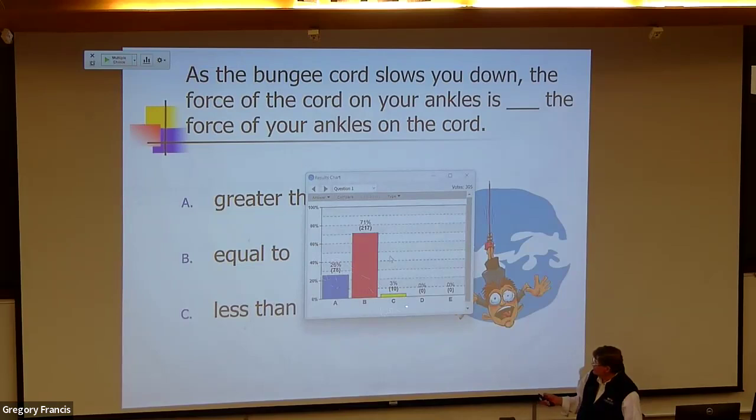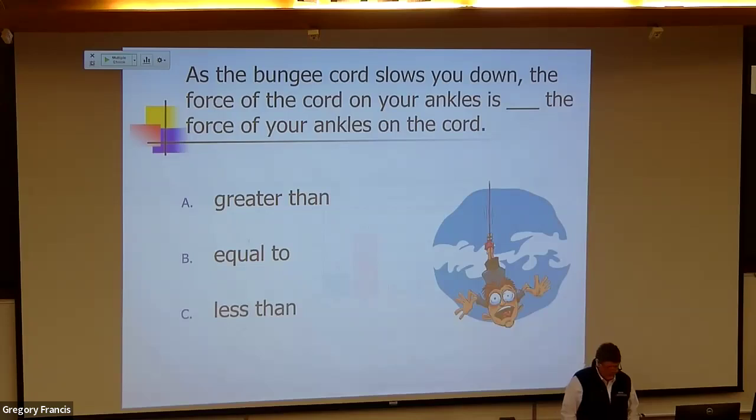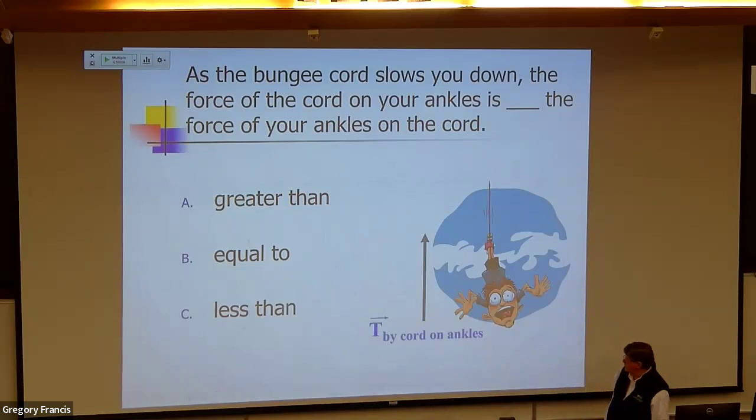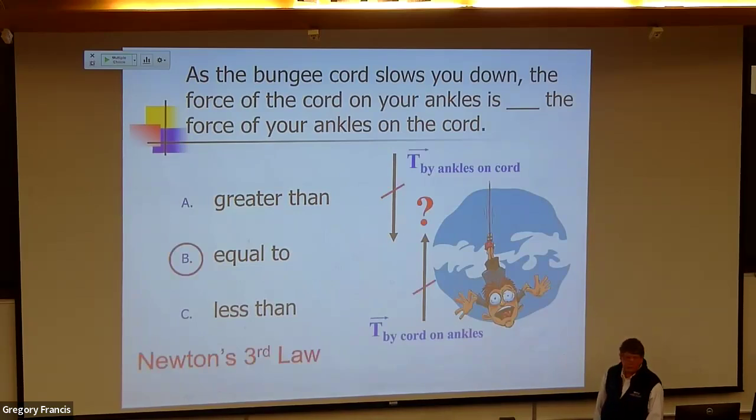I'm a little bit worried about these folks, but they're equal to each other. And again, what we're comparing is the tension by the cord on the ankle to the tension by the ankles on the cord. They're the same flavor of force with the indices that are reversed. And so those are third law companions. They're equal by Newton's third law. Okay. Questions on that?